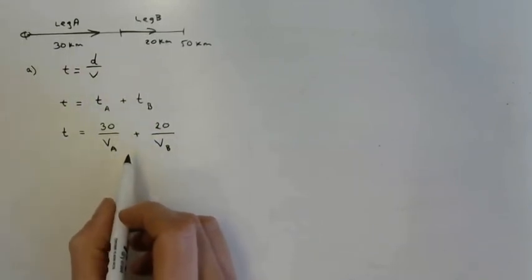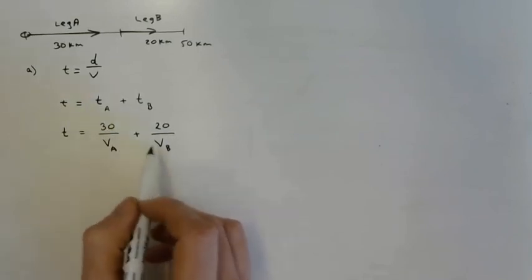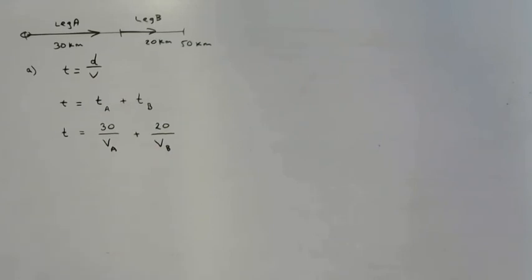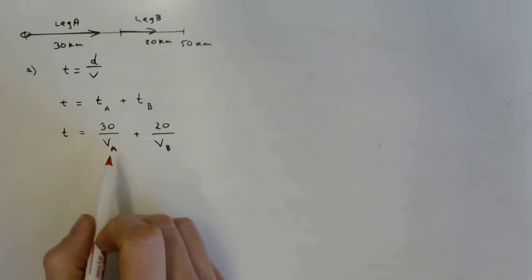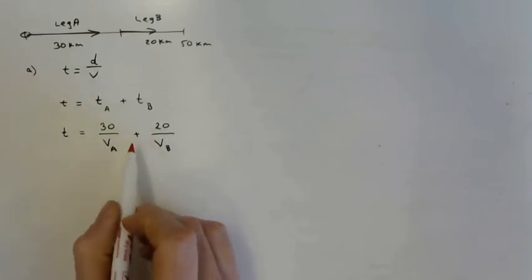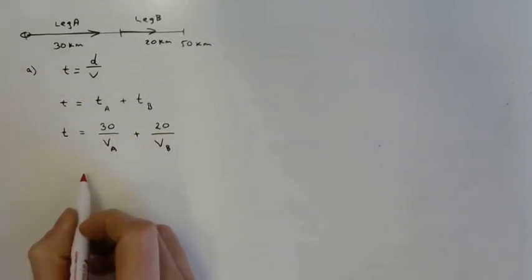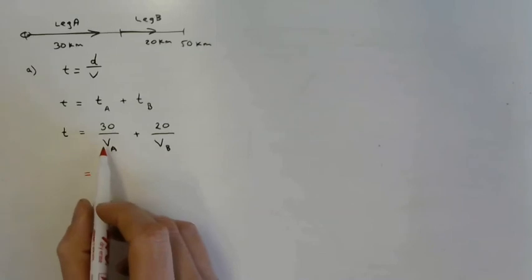in terms of the distance of each leg and the speed of each leg. And now we pause, and what do we have? A simplified expression. We have a rational expression being added together. They're fractions. What do we need when we're adding fractions? Common denominator.